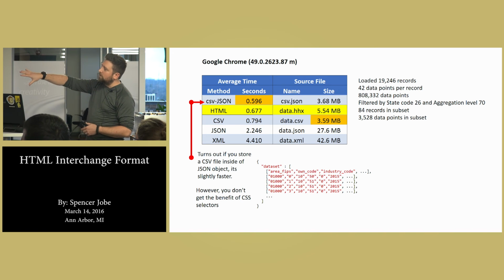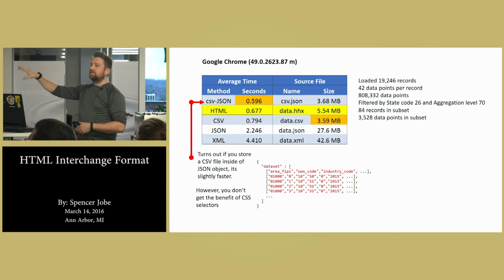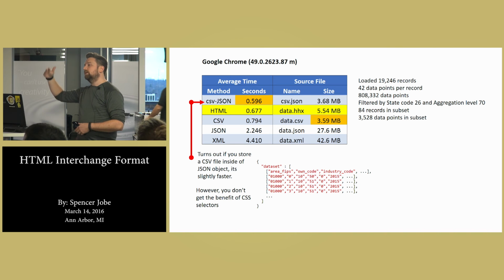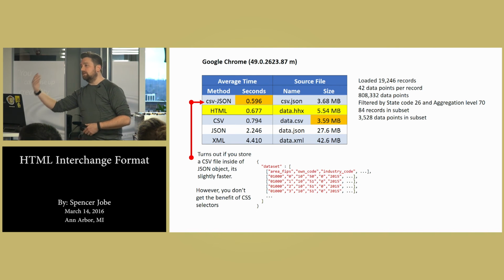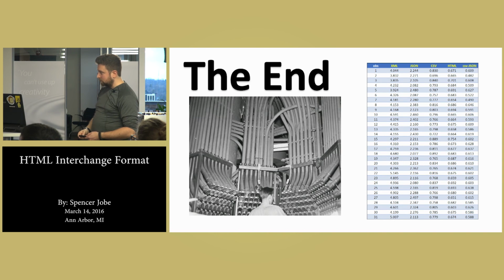If you have your data stored as CSV records encased in paragraph tags with those classes, you don't actually have to parse each one of those records. You can use the CSS classes, use your query selector all, pull out the things you want, and only then execute the parse. If you have hundreds of thousands of records, you can quickly grab the subset that you want without actually having to process every record. So yeah, that's my talk. Those are all the data points, just to let you know I did actually run them. Yeah, so that's it. Any questions?